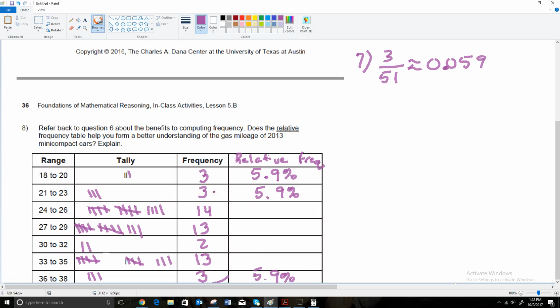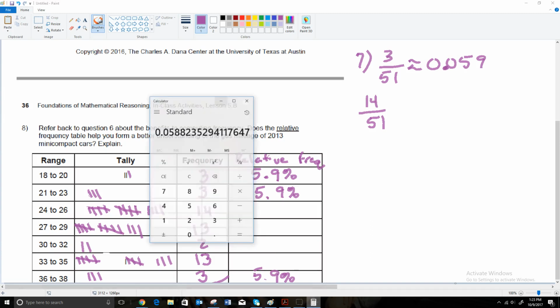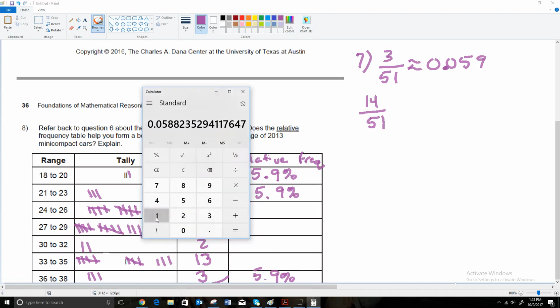Okay, so if we continue that for the rest of the data, we have a column that has 14 in it, so 14 out of 51. If we divide that, 14 out of 51 is 0.2745. Since I'm rounding to this spot right here, because it wants a percentage, then one decimal past that, this 4 is going to round up to 5 because it's followed by a 5. Anything past that that's 5 or bigger, I'm going to round up.